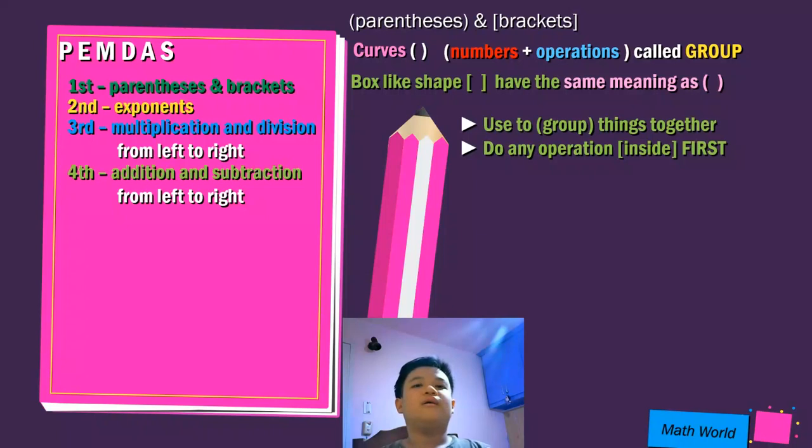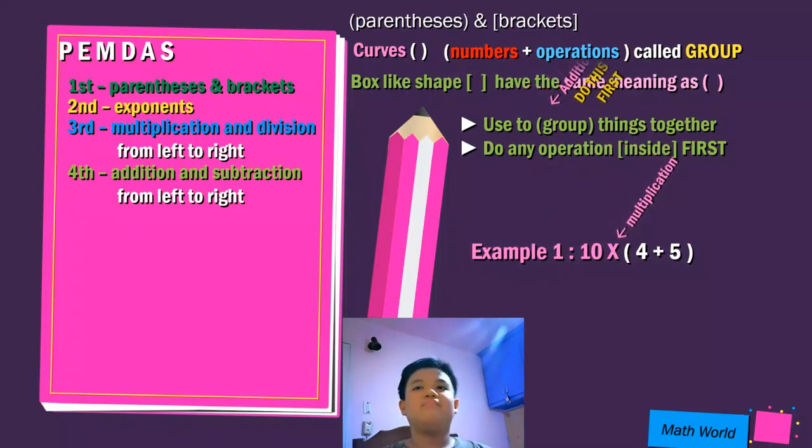For example, have a look at this problem. 10 times (4 plus 5). It has 3 numbers and 2 operations, multiplication and addition. 2 numbers and the addition symbol are inside parentheses. That means that they formed a group, and we need to do that part of the problem first. 4 plus 5 equals 9. So the part inside the parentheses can just be replaced by a simplified value, 9.